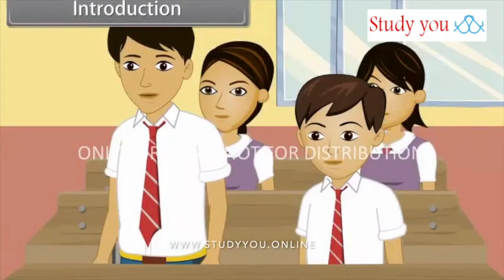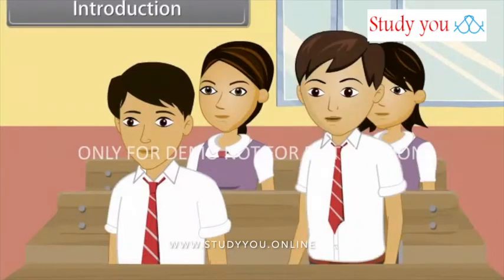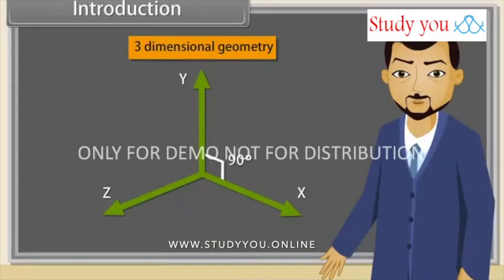Teacher, in three dimensions we consider x, y and z axis. Very good. What is the angle in between these three axes? Teacher, the angle in between the axes is 90 degrees. Well said. So let's move further. In this lesson, you will learn three-dimensional geometry.